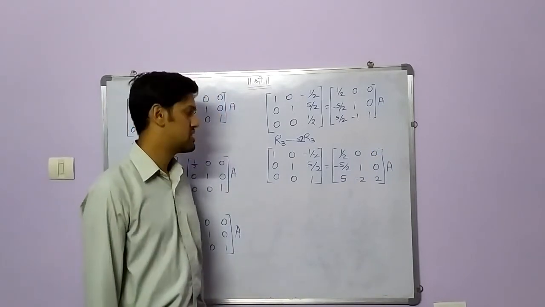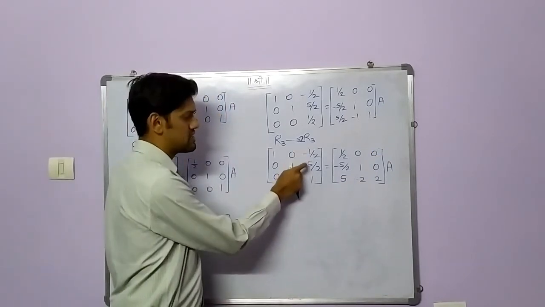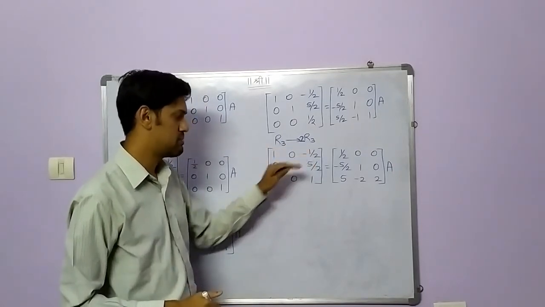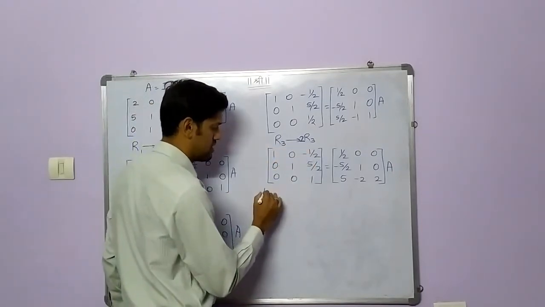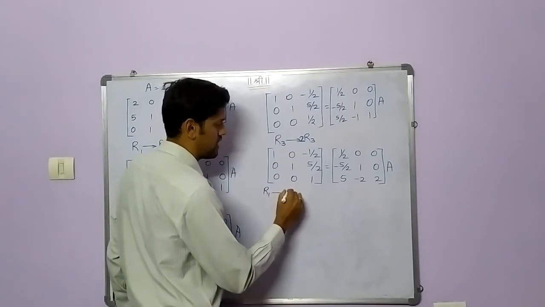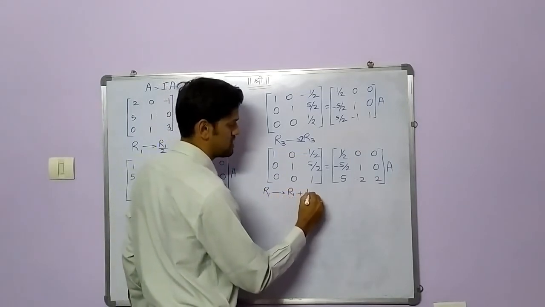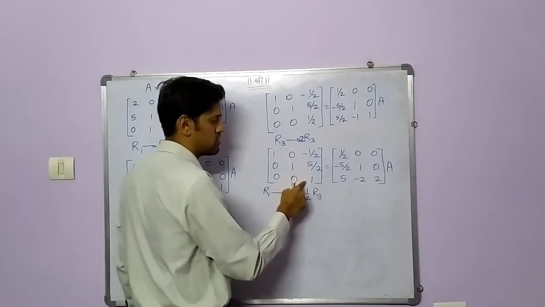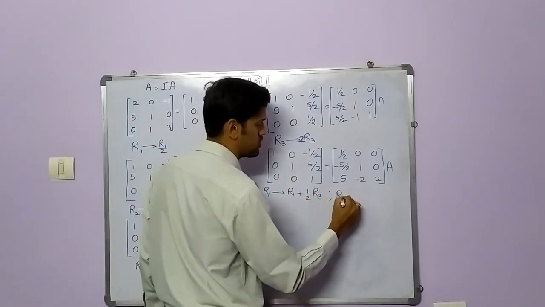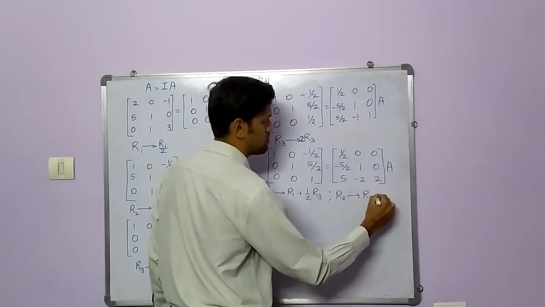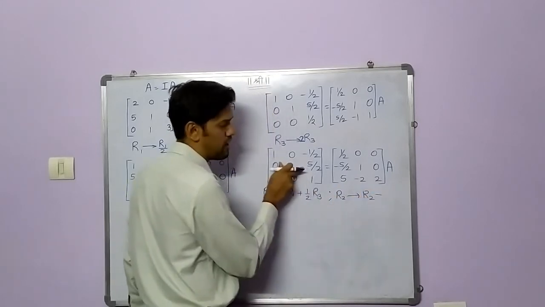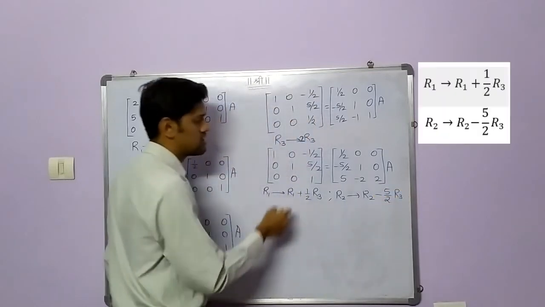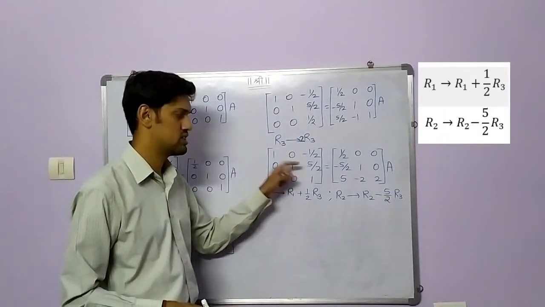Now the last step that is left is to make this and this both 0. I will carry out these two steps in one step only. R1 I will make as R1 plus half times R3, so it will make it 0. And for R2, I will make as R2 minus 5 by 2 times R3. So they get cancelled and I get 0 and 0 over here.